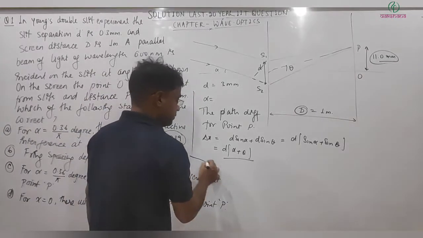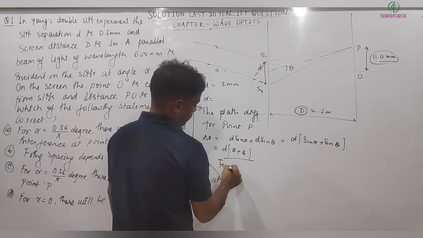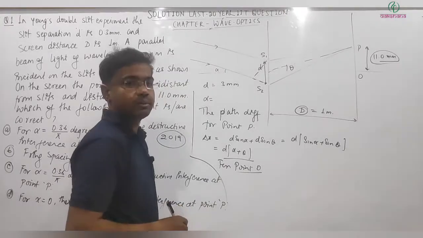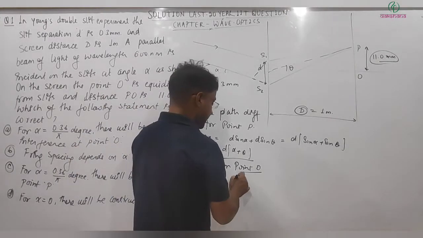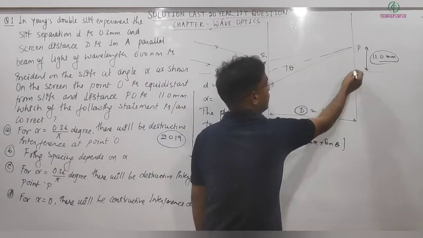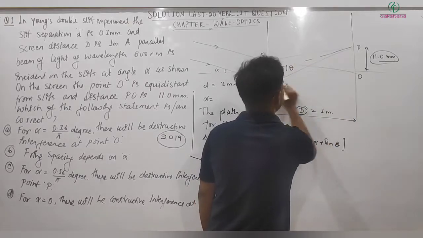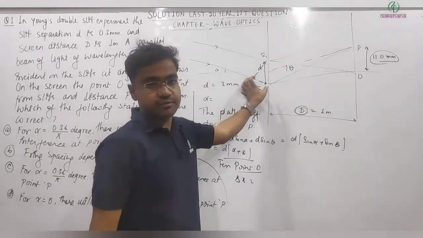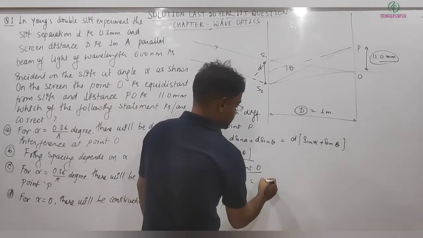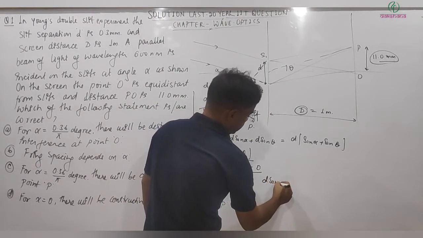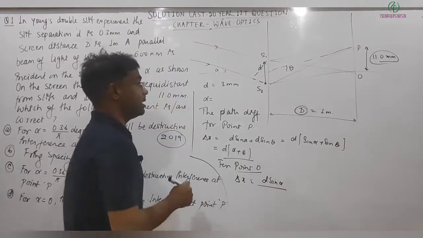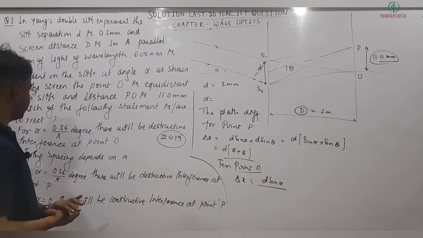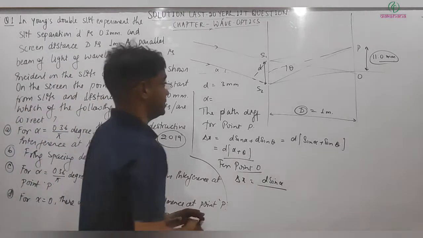And for point O, which is also called the central maxima, we can write delta x equal to d sine alpha, because it's equidistant from slits S1 and S2, so that is the only path difference. Okay, now let me check option 1, for alpha equal to 0.36 by pi degree.